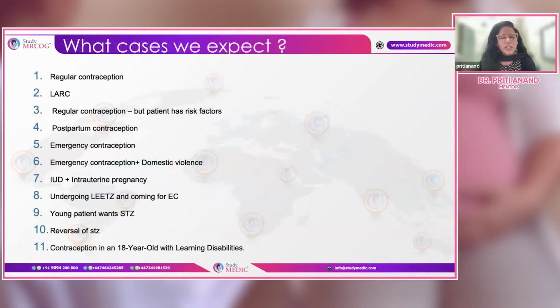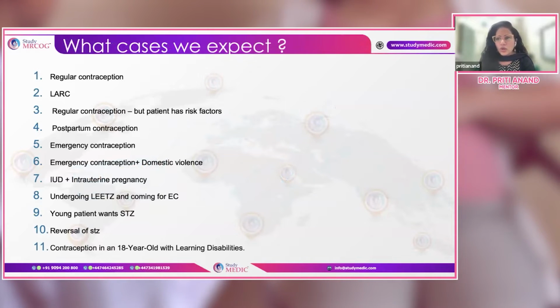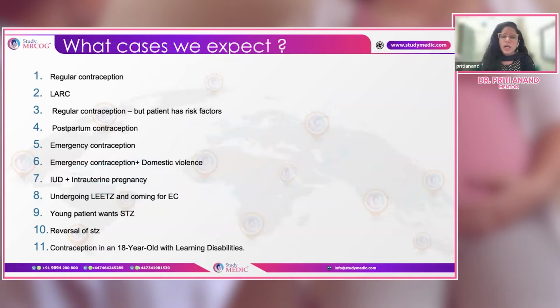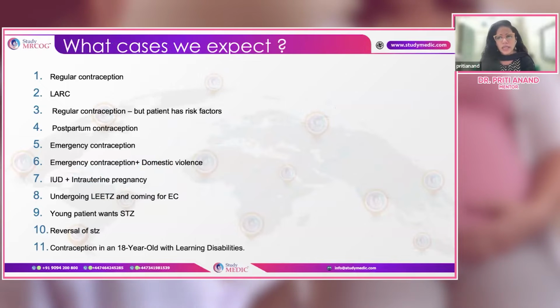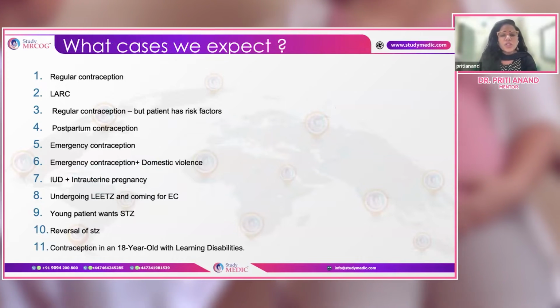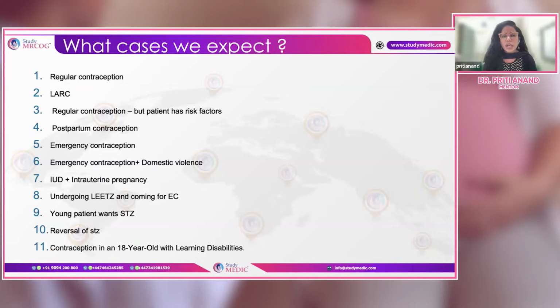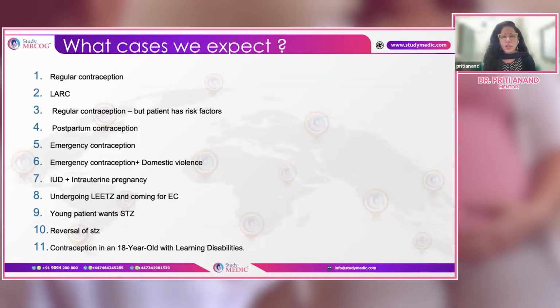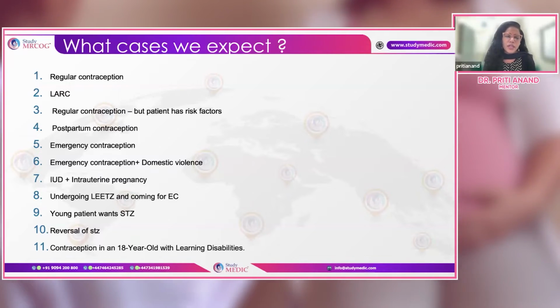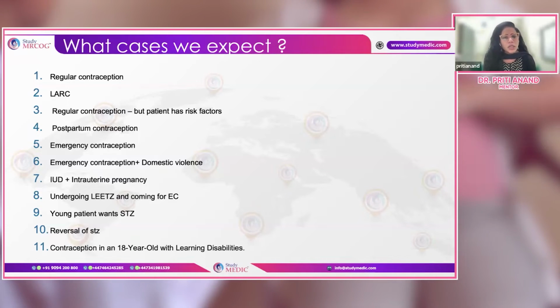Now, what type of cases can you get in the exam? With regard to contraception, you can get a regular contraceptive station where the patient is coming to you for the implant, IUS, IUD or anything, or a contraceptive pill. But there will always be a twist in these stations. They might have certain contraindications. So information gathering should be very important in such stations. Similarly, you can get a station for the LARC method, where the patient is coming to you for the LARC method.